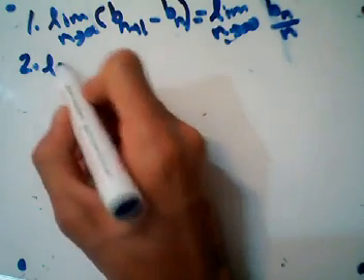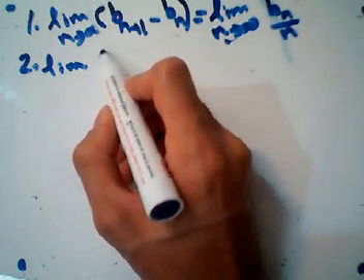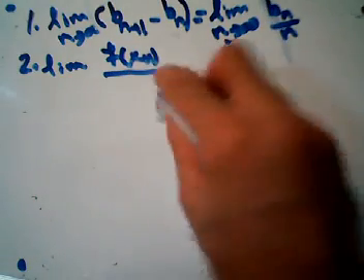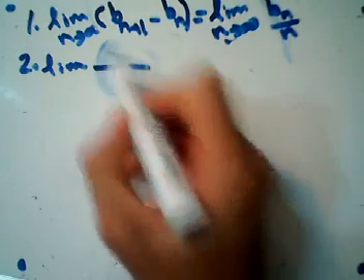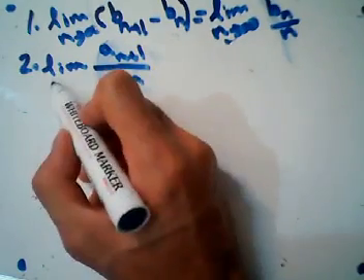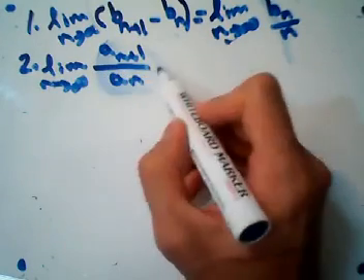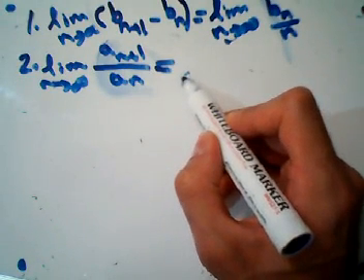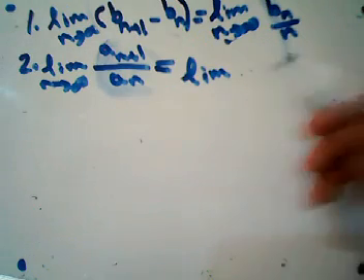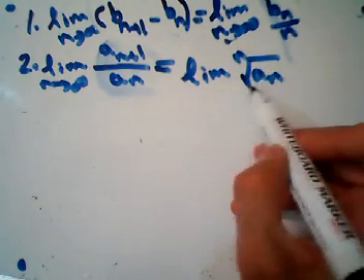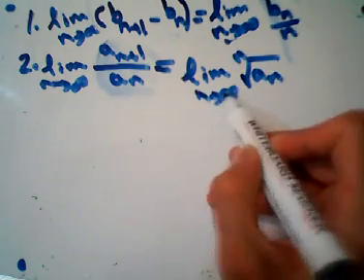if the limit of a_(n+1) over a_n exists as n goes to infinity, then this limit would be equal to the limit of the nth root of a_n as n goes to infinity.